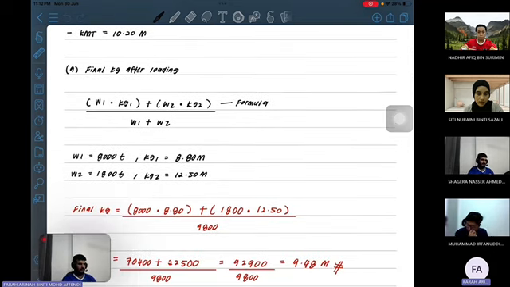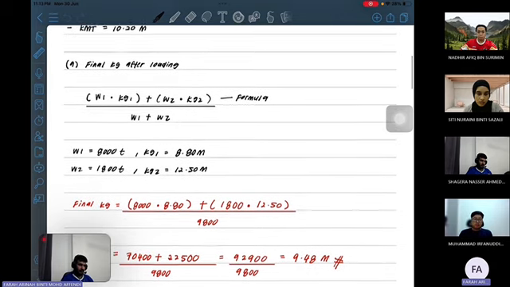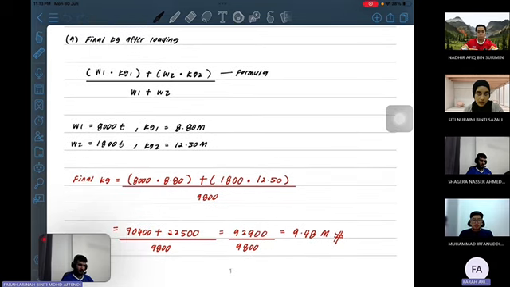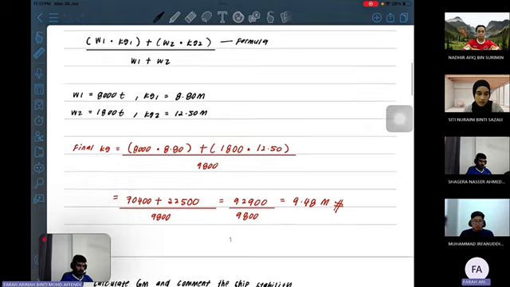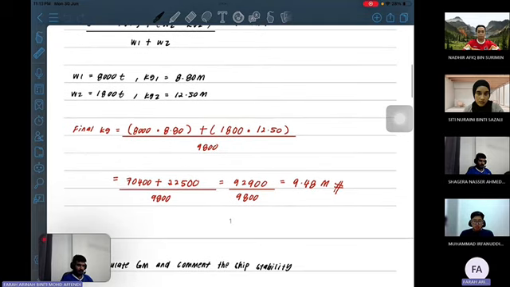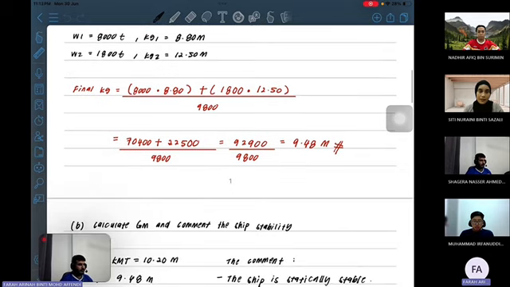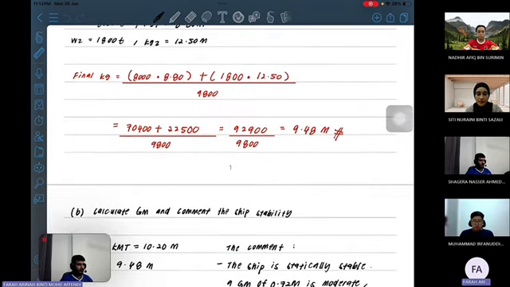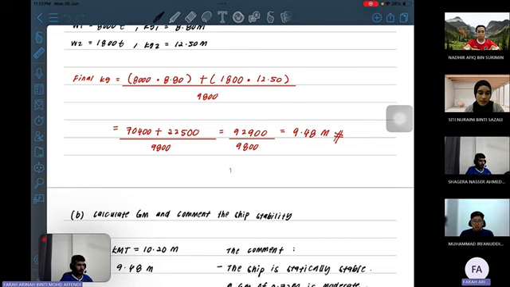For the final KG after loading, we're going to use this formula: weight 1 times KG1 plus weight 2 times KG2, divided by weight 1 plus weight 2. Then we insert the numbers given into this formula. So the answer for question A is 9.48 meter.